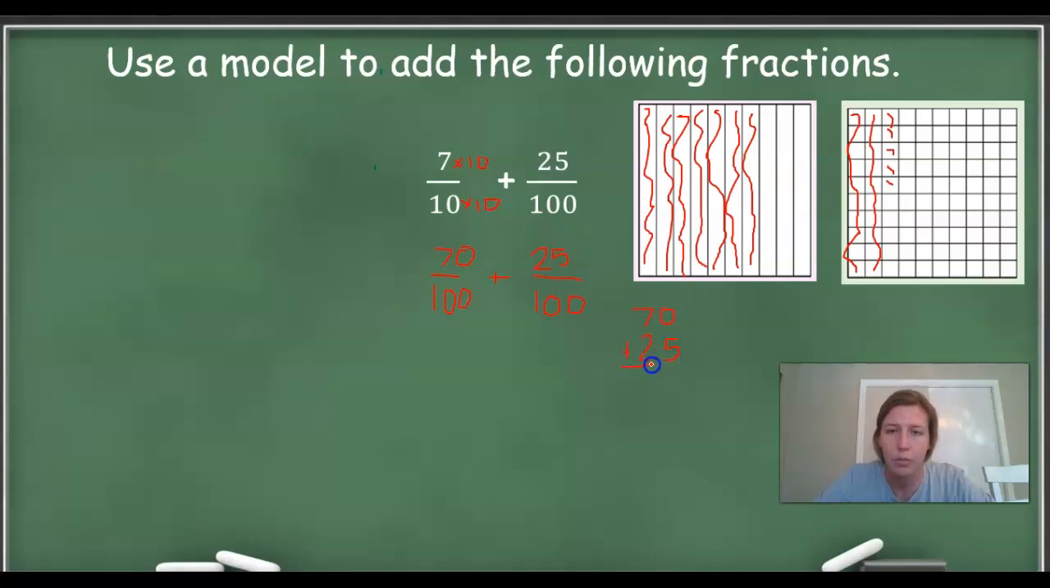Line them up. Add your ones. What's 0 plus 5? 5. 7 plus 2? 7, 8, 9. So 95. So your final answer would be 95 hundredths. Okay?